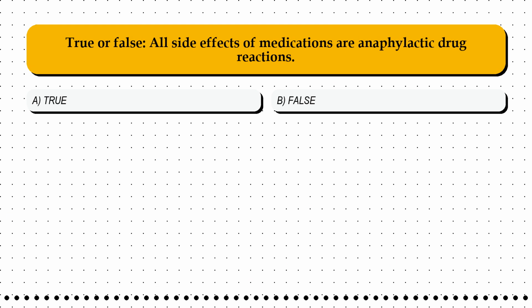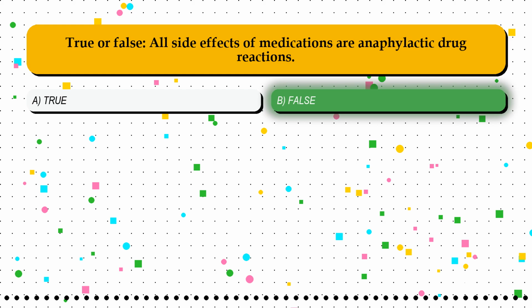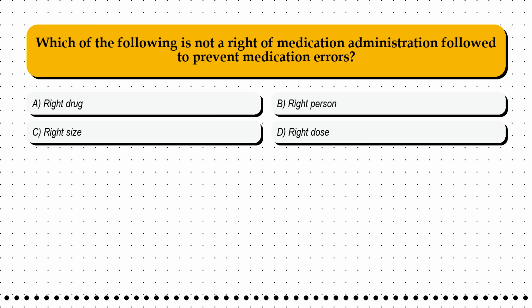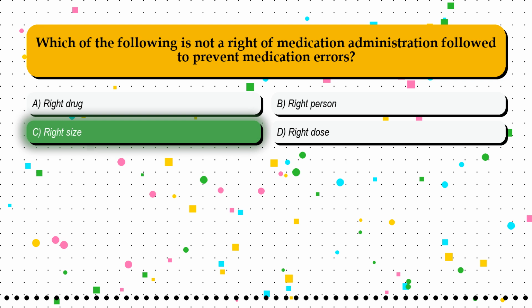Question 83. True or false, all side effects of medications are anaphylactic drug reactions. Option A, true. Option B, false. The correct answer is option B, false. Question 84. Which of the following is not a right of medication administration followed to prevent medication errors? Option A, right drug. Option B, right person. Option C, right size. Option D, right dose. The correct answer is option C, right size.